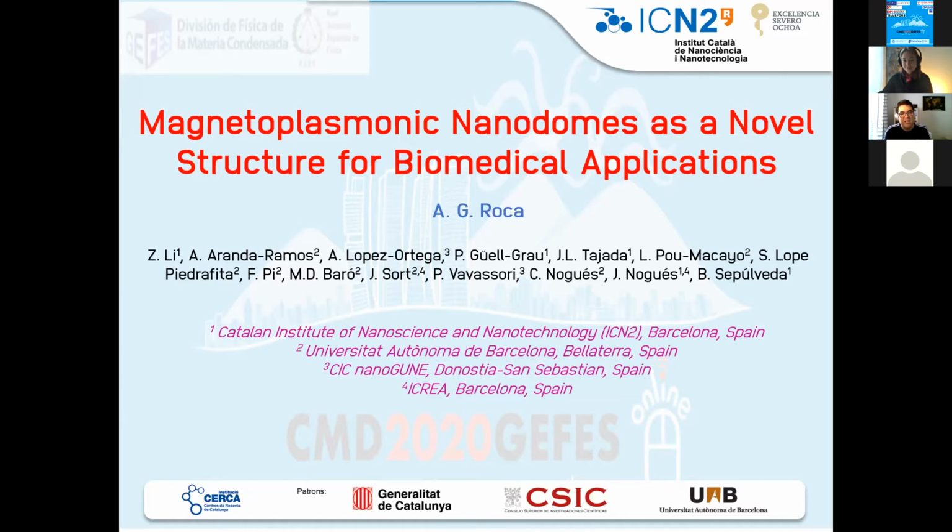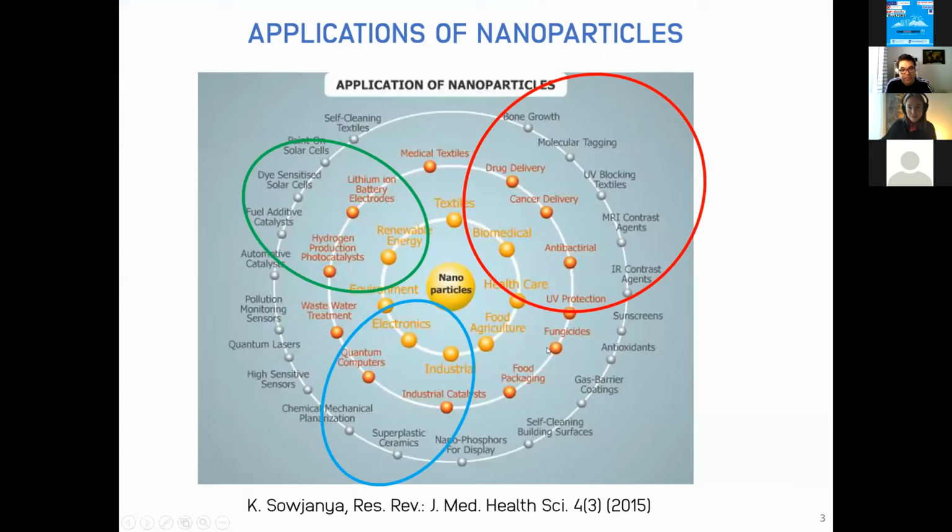So now let's start with my presentation. As Naomi said, the title is Magnetoplasmonic Nanodomes as a Novel Structure for Biomedical Applications. And as you can see here by the huge number of authors, this work is the result of a collaboration between different groups from the UAB Sphere, the ICN2 and the UAB University, and also the CIC nanoGUNE Institute based in San Sebastian.